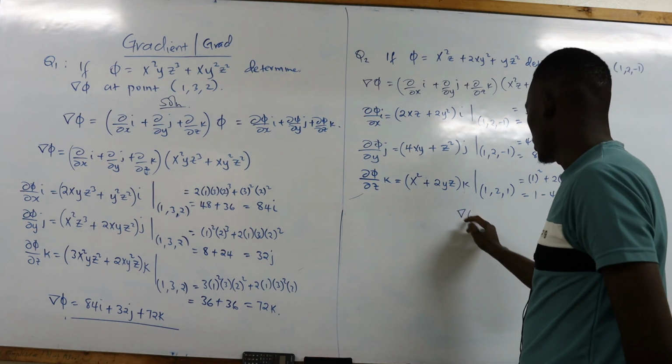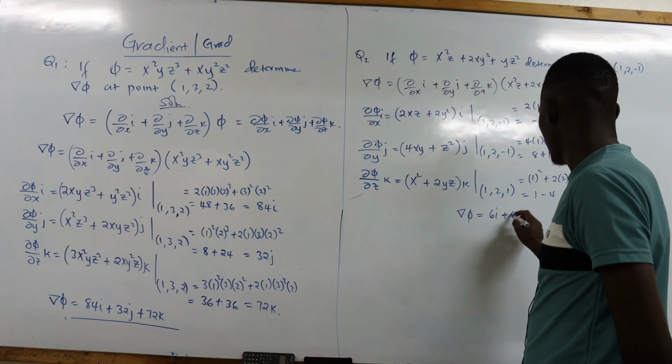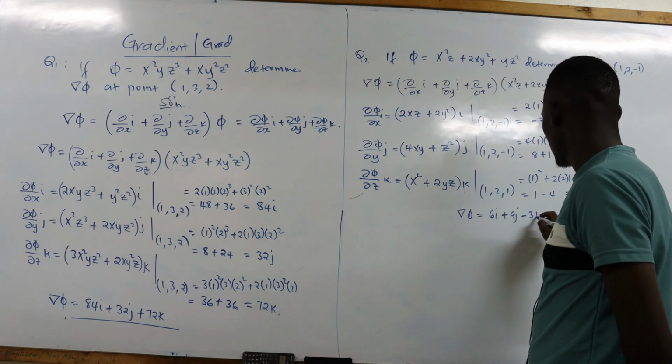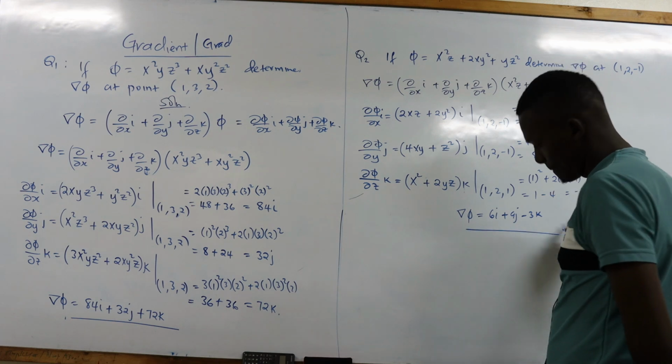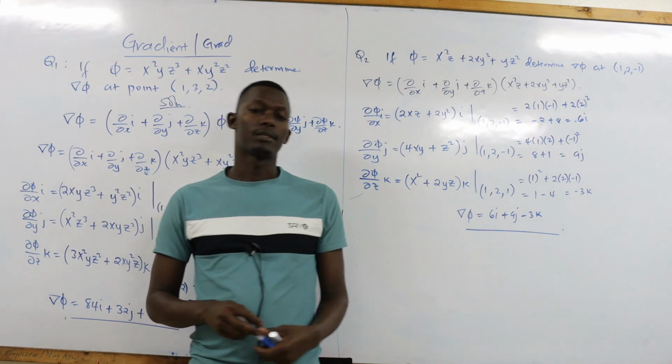Therefore, your gradient will be given by 6i plus 9j minus 3k. And that is how you get your gradient.